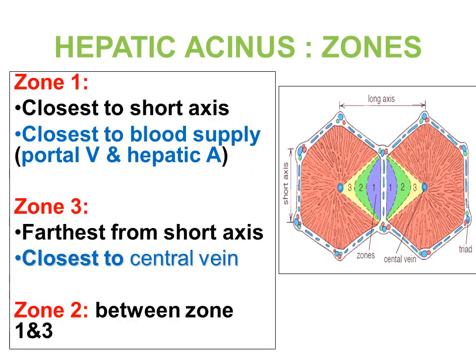Zone 1 is closest to the short axis. The short axis again is formed by the line joining the adjacent portal triads. It is closest to the blood supply, and the blood supply is the best. Zone 3 is the farthest from the short axis, but it is close to the central vein. And zone 2 has an intermediate blood supply. It lies between zone 1 and zone 3.